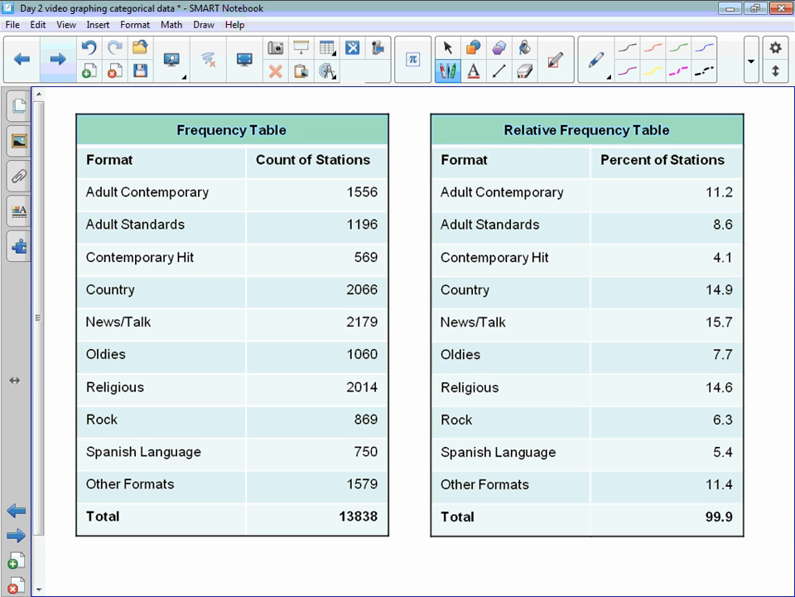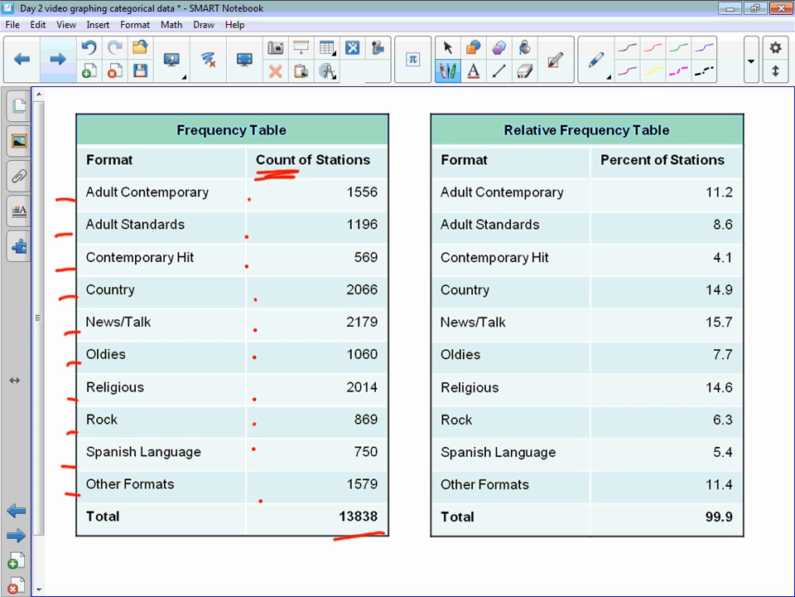So someone did a survey of radio stations in America, and they classified them: adult contemporary, adult standard, contemporary hits, country, news talk, oldies, religious, rock, Spanish language, and other formats. And there were a total of 13,838 radio stations. And they listed the number of each category. And this is what's known as a frequency count, the count of the stations.